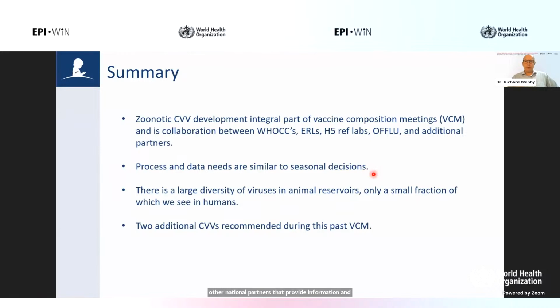As discussed, the process is very similar to the one Nicola described for seasonal, just focused on a different set of viruses. The problem, of course, that we have in the animal realm is that there's such a huge diversity of viruses that are circulating in these animal populations. And that's where the challenge is: we can't prepare against them all. So we've got to focus, and take more of a risk assessment approach to determining which CVVs we will develop.